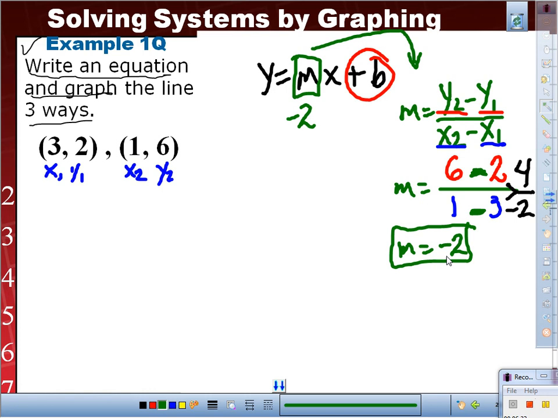Negative 2, because I get it from here, yes? What else do I need to write my equation? The b. The b, right? But do we have a y-intercept? No. Tell your neighbor what to do from here. What do we do from there?